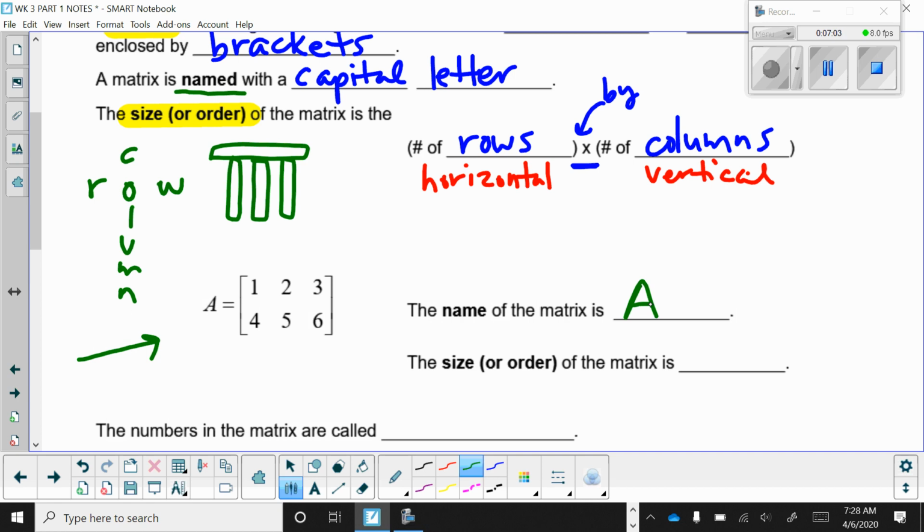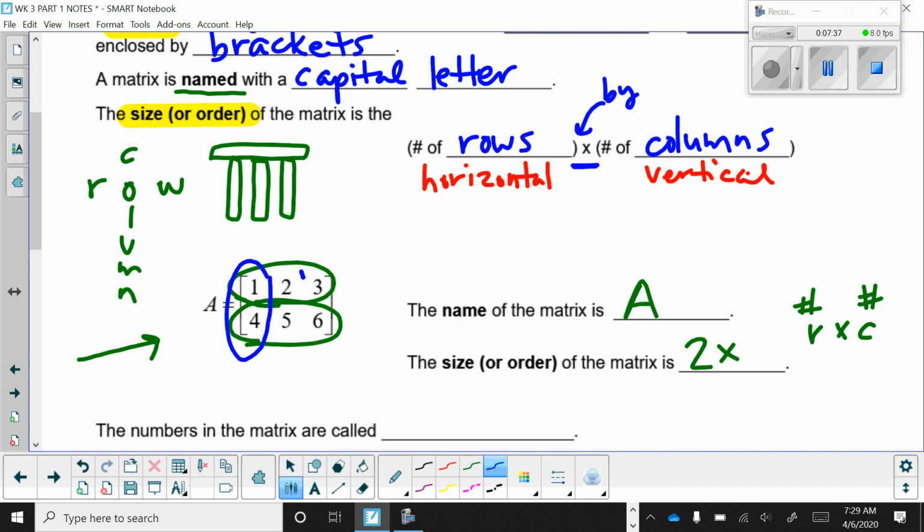And then the size or order of the matrix, so it's rows by column. So it's the number of rows by the number of columns. So rows are horizontal. So if we're looking at this matrix, this is one row, right? That's going horizontally. And this is the second row. So there are two rows. And then vertical columns, there's 1, 2, 3. So we call this a 2 by 3 matrix.